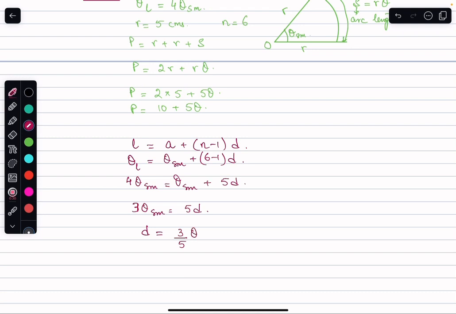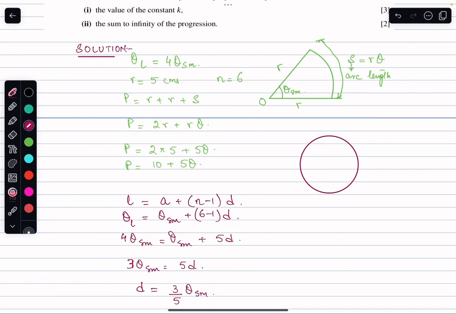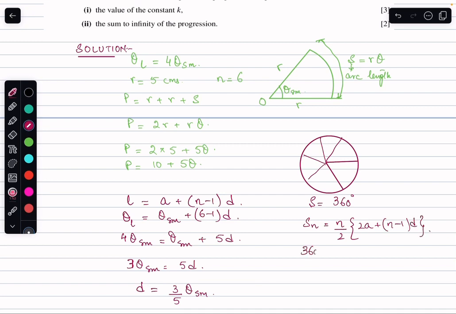So I have the entire circle, then we know that the sum of all the sectors, let's say we shall be having 6 sectors here. Let's say these are the 6 sectors that we have. Then we know that the sum of all the sector angles shall be equal to 360 degrees. So the sum of all the 6 sectors here shall be equal to 360 degrees. Applying the sum formula, it's Sn, which equals n by 2 times 2a plus n minus 1 times d, or I can say it's 360 degrees.